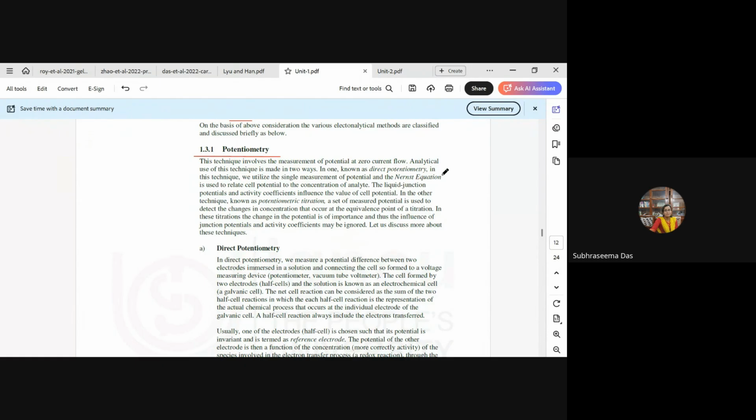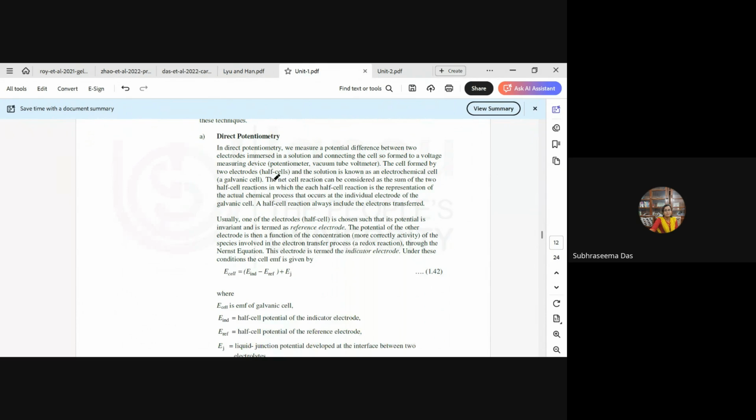In direct potentiometry, a single measurement of potential and the Nernst equation are used to calculate the cell potential and the concentration of the analyte. Whereas in potentiometric titration, we have a set of measured potentials. Then from the equivalence point of the titration curve, we calculate the actual potential which induces the change in the sample. So we'll discuss one by one.